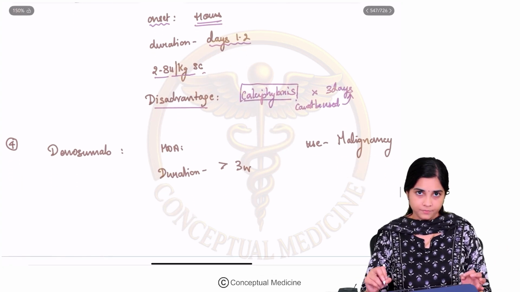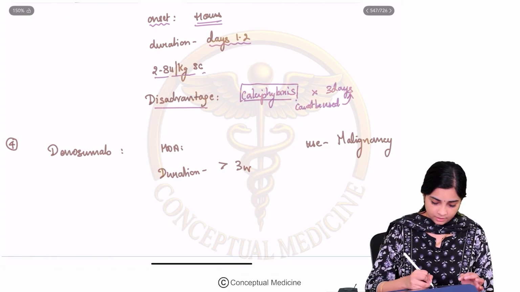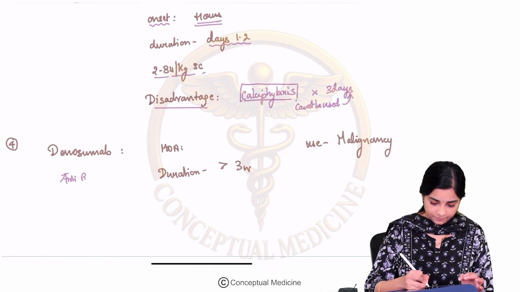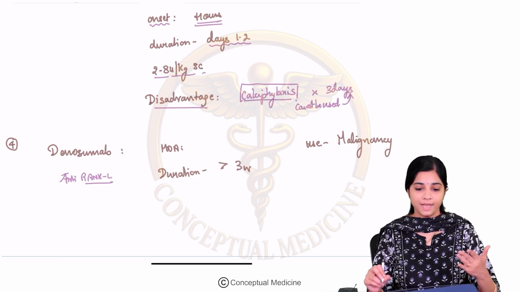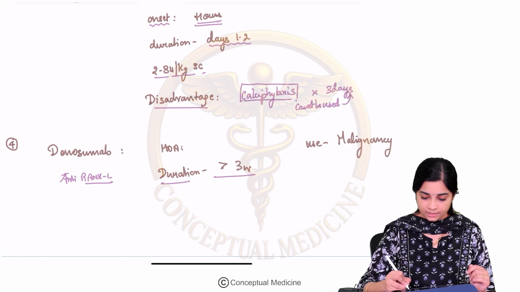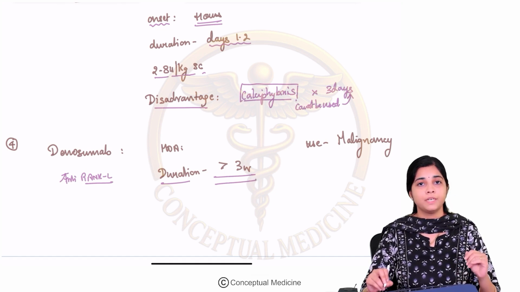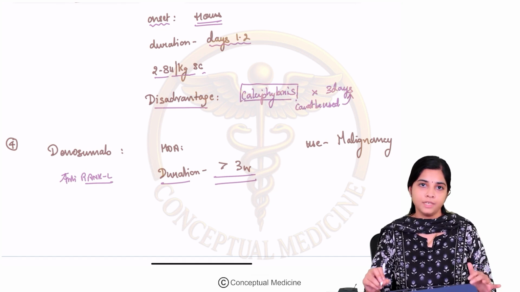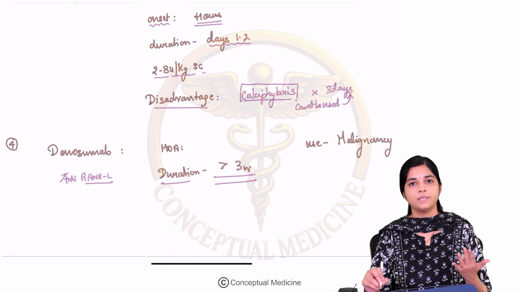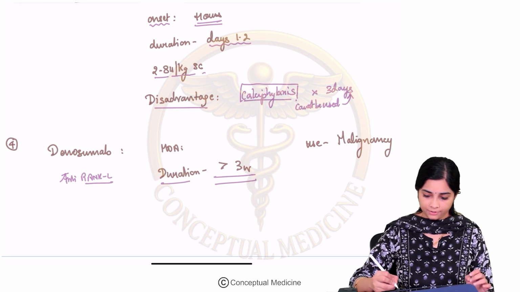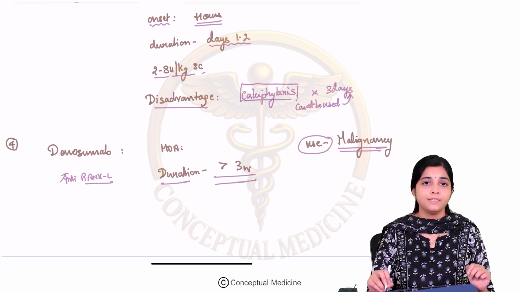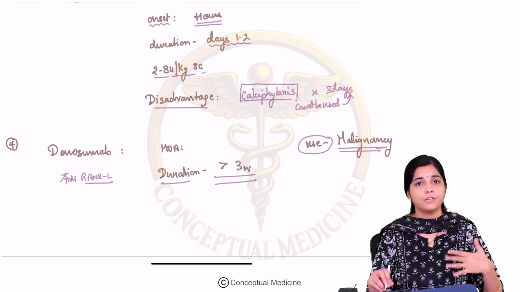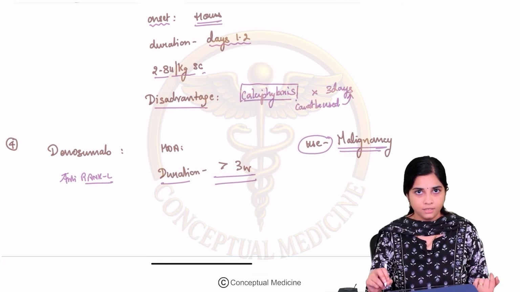Then denosumab. Denosumab is a drug which acts against the RANK ligand. This RANK ligand is present on the osteoclast and causes bone resorption. Denosumab acts against it. The duration is more than 3 weeks, so it's very advantageous for maintaining your calcium levels for at least 3 weeks, before you find out the cause, while you're evaluating and treating. Predominantly its use is in malignancy-associated hypercalcemia, because the calcium levels can be high for a long time, so you need a longer acting agent.